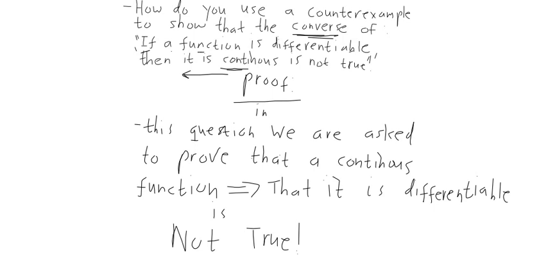So we're saying that we want to show that a continuous function implies that it is differentiable, and then we have to show that if a continuous function implies that it is differentiable, then it's not true. Okay, that's what we're asked to prove here. Now that I've stated what we're actually asked to prove, we have to go through the process of proving it rigorously. What I mean by that is we have to show all our steps. You can't omit anything in math. So let's go through it.